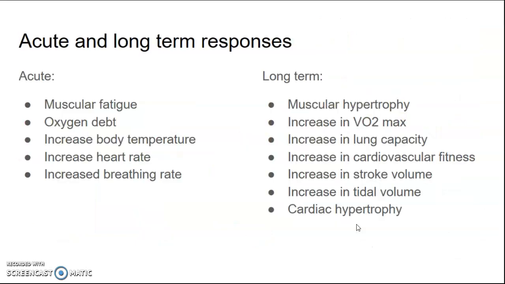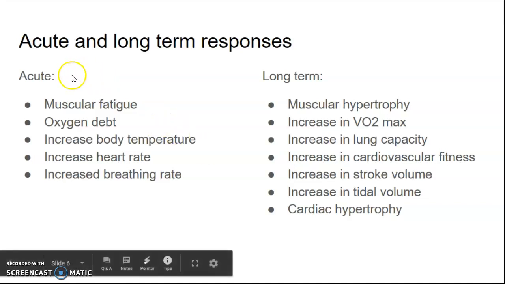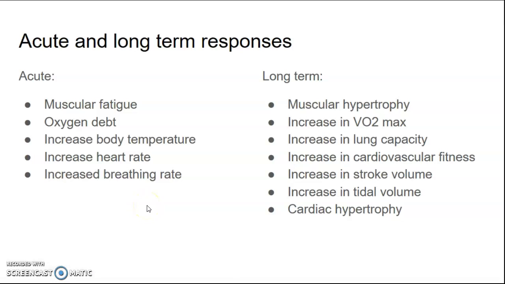Now, the acute and long-term responses of boxing. The acute responses, which will happen just after a boxing session, will be muscular fatigue, which is where the muscles have used energy and are now tired as they need oxygen replenishment. An oxygen debt, which is caused by working anaerobically, which I will cover later.